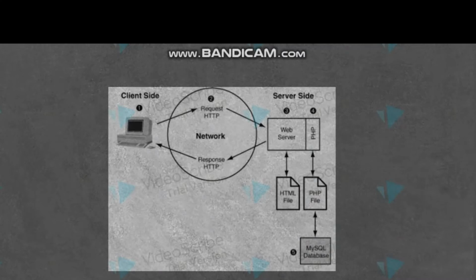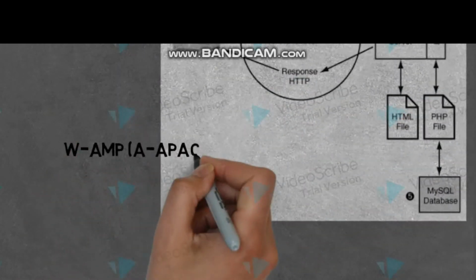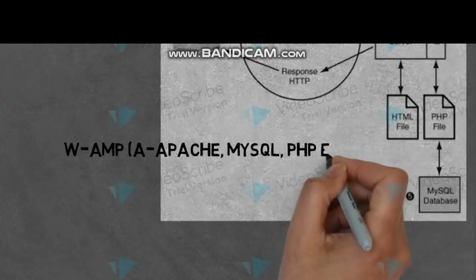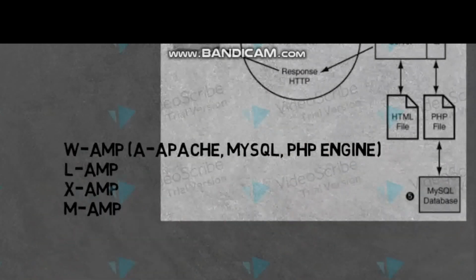For that, we are using local servers. There are four types of local server available. First one is WAMP, second one is LAMP, third one is XAMPP, fourth one is MAMP. W means Windows, L for Linux, X for any OS, M for Mac OS. So in AMP, A means Apache, M means MySQL, P means PHP engine.